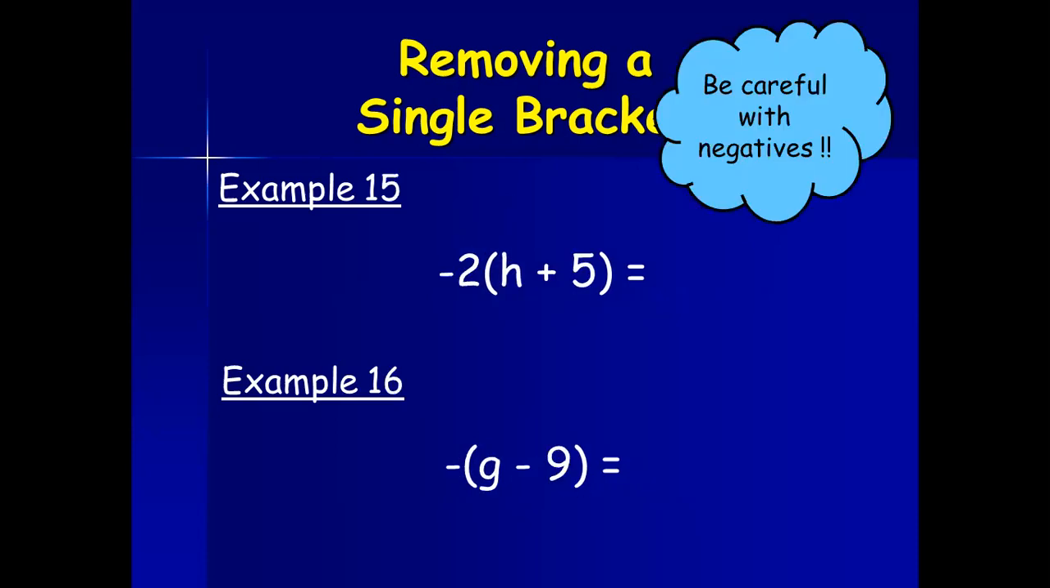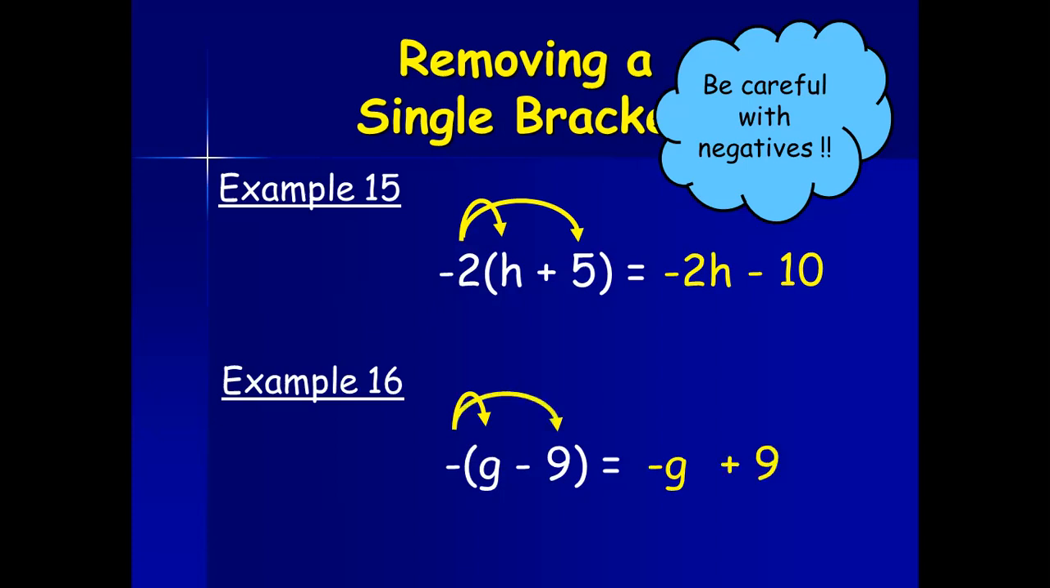Okay, when I have a negative sign outside the bracket, I have to be careful because the negative sign changes the sign. So negative 2 times h, that's negative 2h. Negative 2 times positive 5, that is negative 10. Okay, but if I have a negative sign and I have no number, I will just multiply negative by positive g, that's negative g. Negative multiply negative 9, it will make it positive 9.